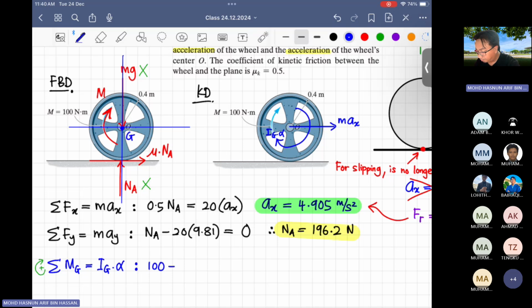So minus mu is 0.5, NA is 196.2, and the distance is 0.4, which is equal to Ig alpha.